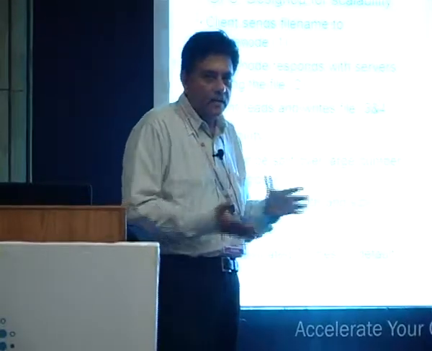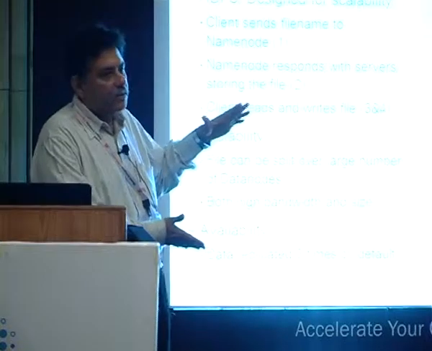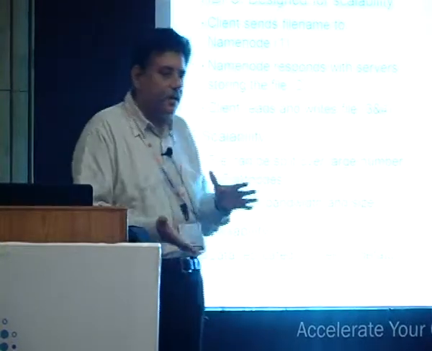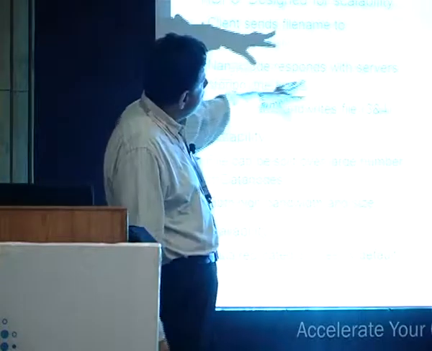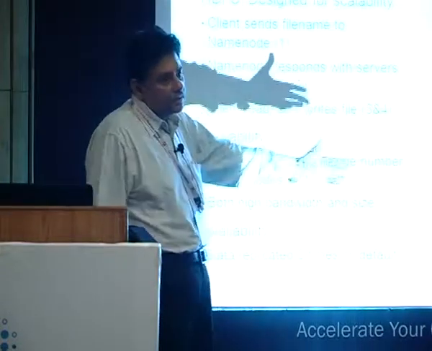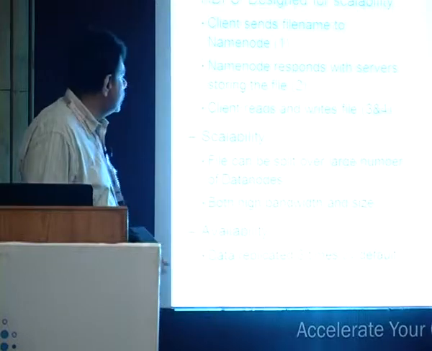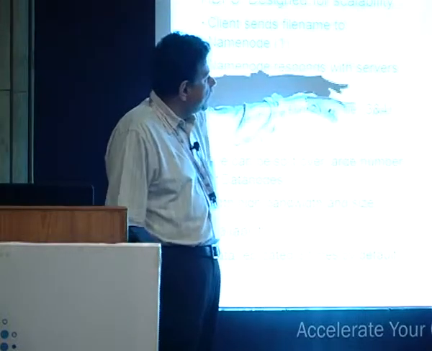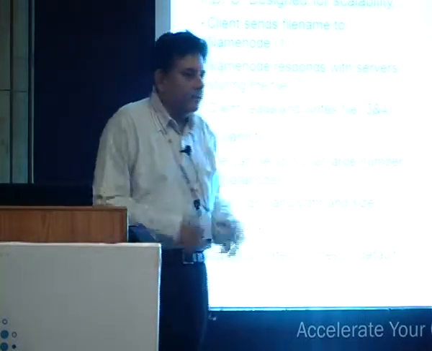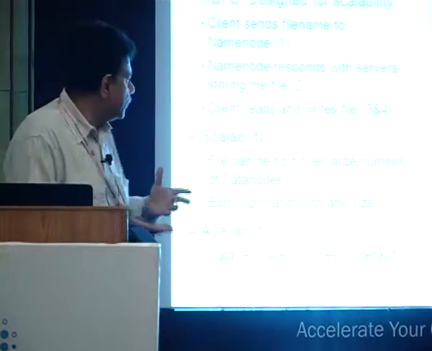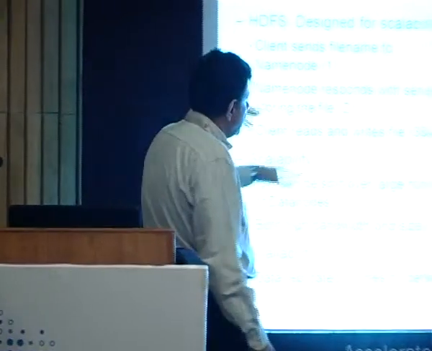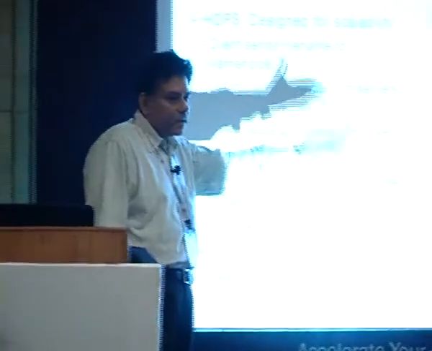So it could be that the first third of the file is on one data node, the second third is on another one, and the third third on another one. So essentially HDFS is using horizontal partitioning, which is sharding. Then the name node comes back and gives the client all the data nodes on which the file is stored, and the client can then go and access whichever data node is needed.